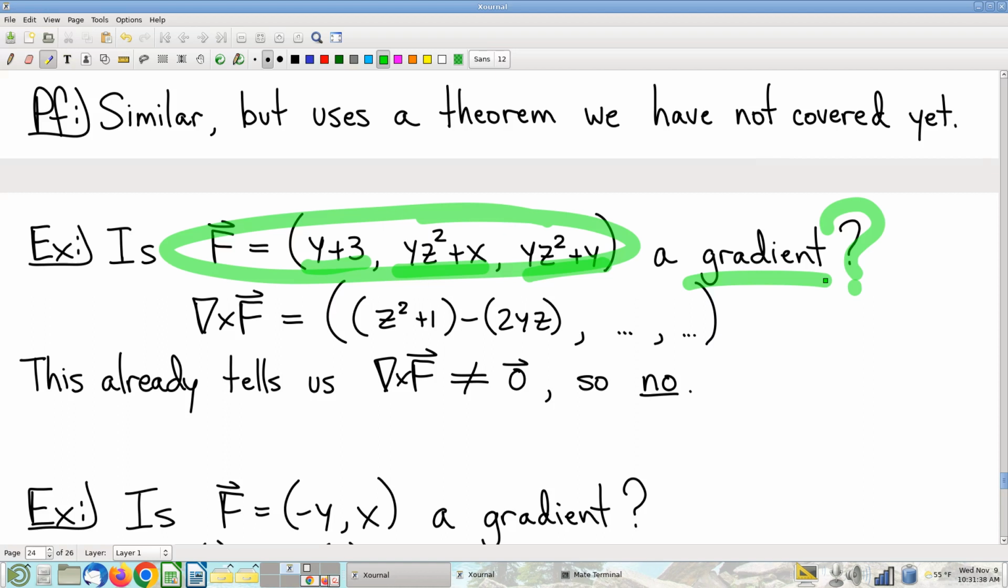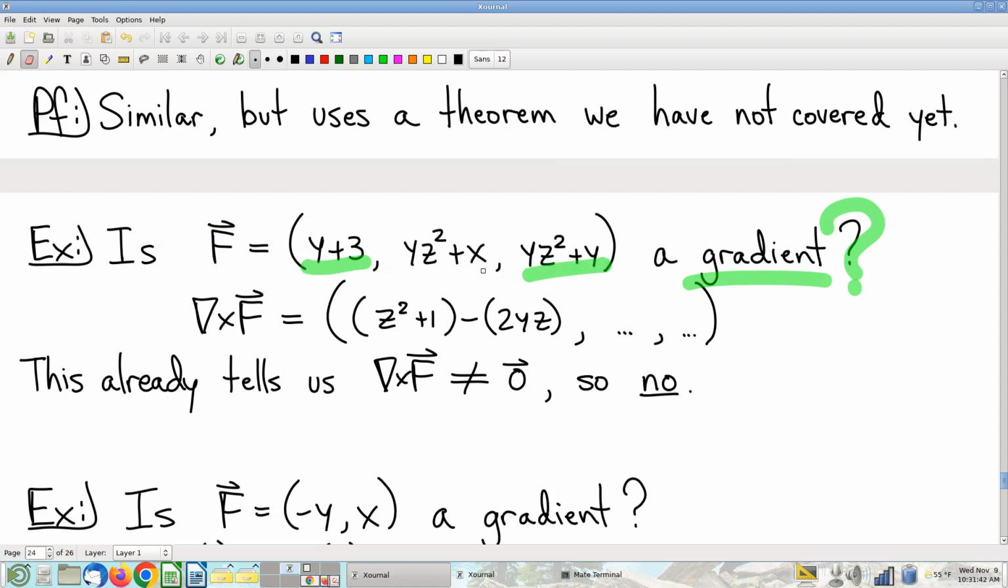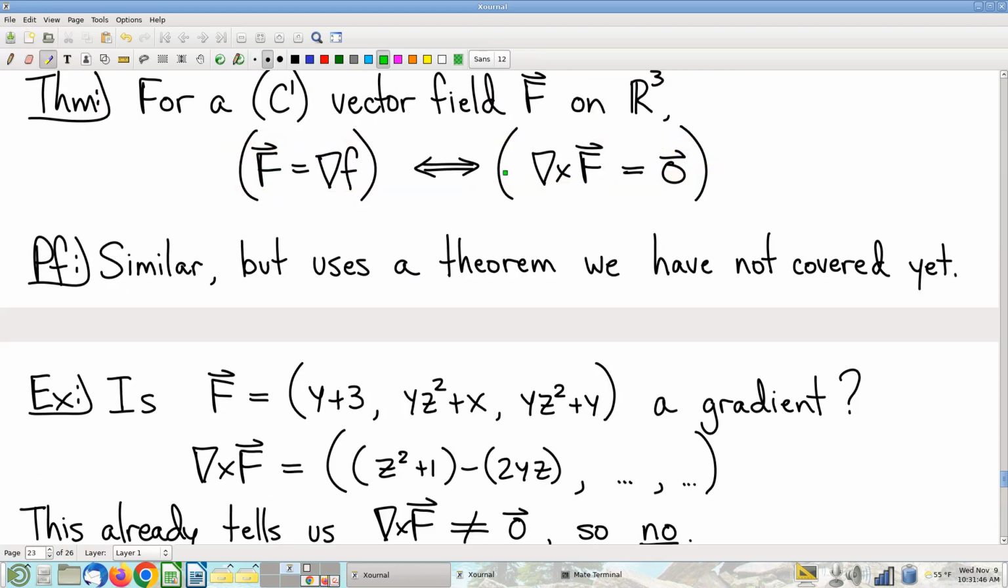Or is that a wild goose chase? Right. Okay, so I'm going to use the above theorem. The above theorem says if you're in 3 dimensions, and if you want to know if you've got a gradient, the way you resolve that is ask, is the curl equal to 0? So I'm just going to compute the curl and see if it's 0. And that's really easy to do.